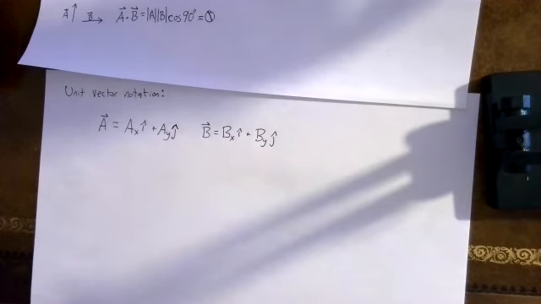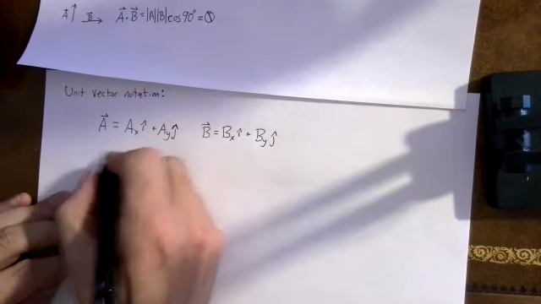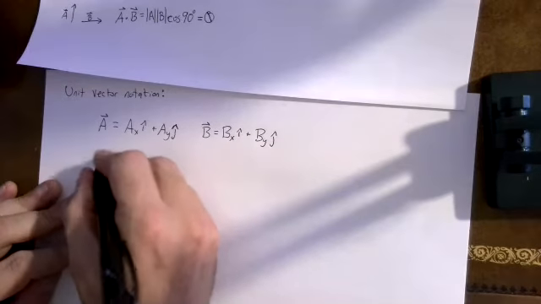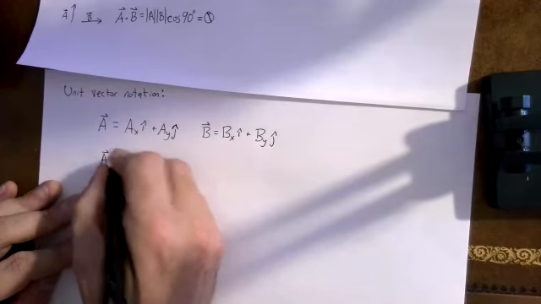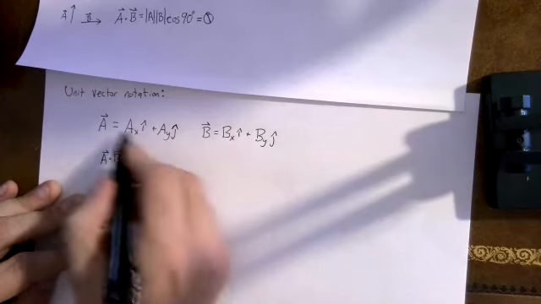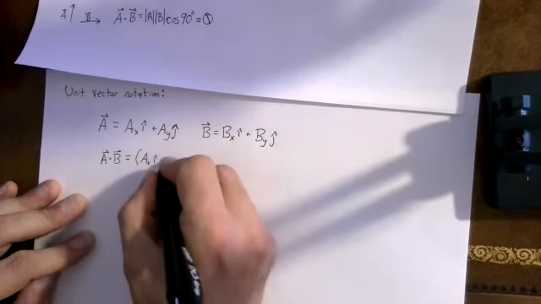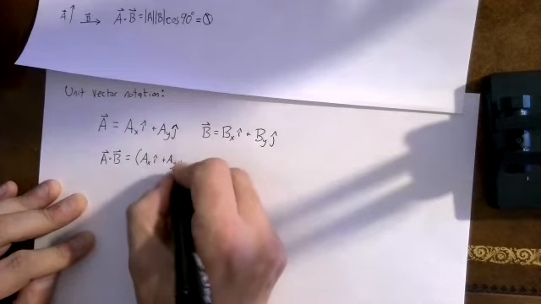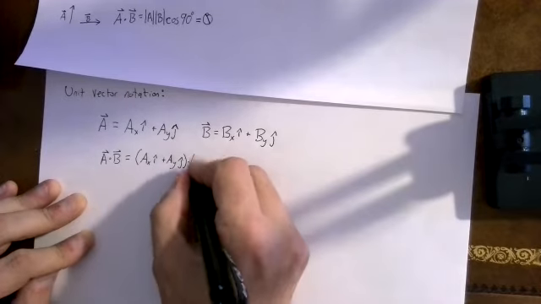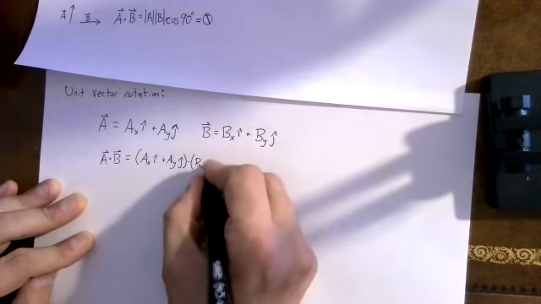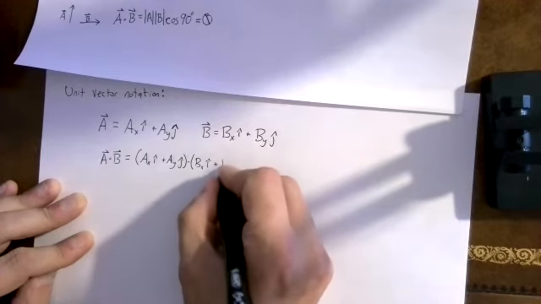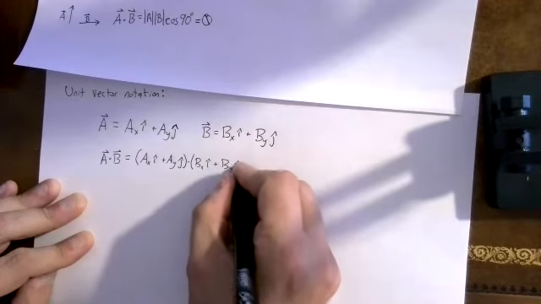So now let's just use what we know about multiplication to multiply these two together. If we want to do A dot B, we're just going to multiply these two things together: Ax times i hat plus Ay j hat, multiplied with Bx i hat plus By j hat.